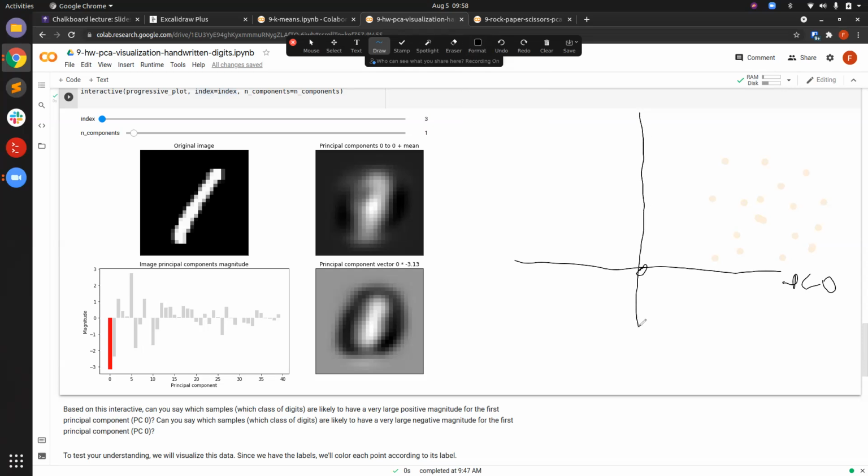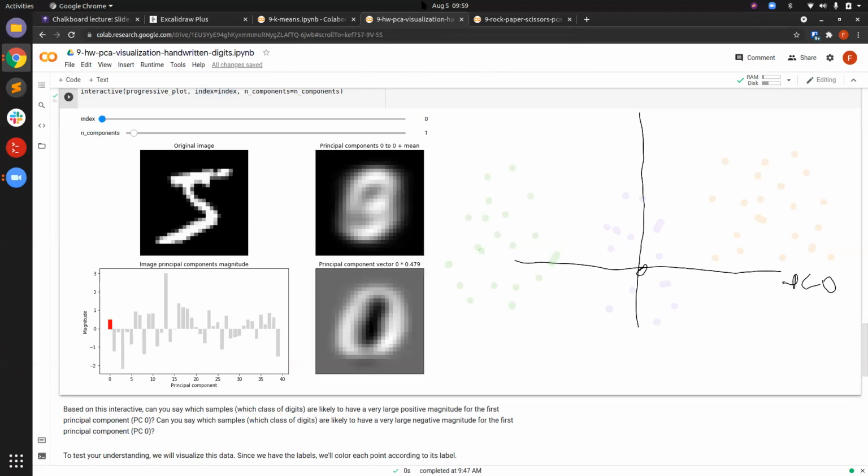I'm drawing a second axis just so that we can jitter these. If we are mapping this data according to principal component 0, we'd expect to see the 0s far along the positive side along the principal component 0 axis. The 1s would be far along the negative side. And for some digits where principal component 0 doesn't matter as much, we might see more examples in the middle, so we'd have a small magnitude of principal component 0.